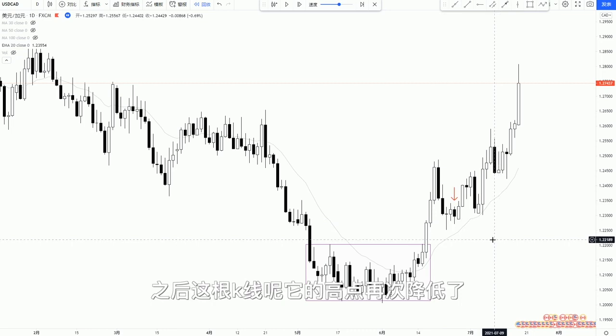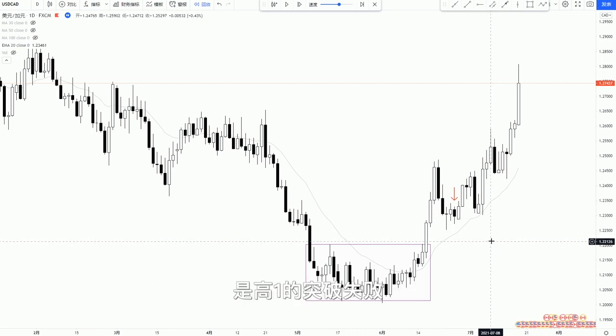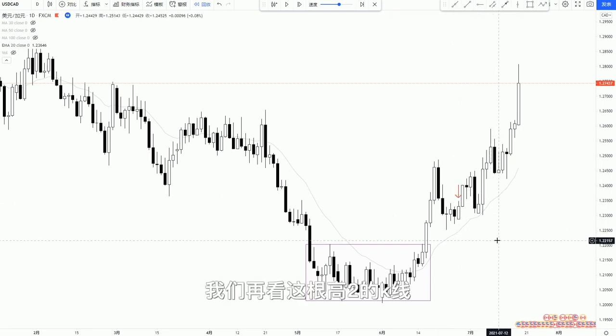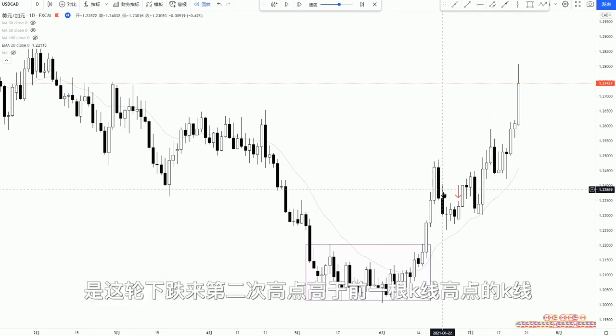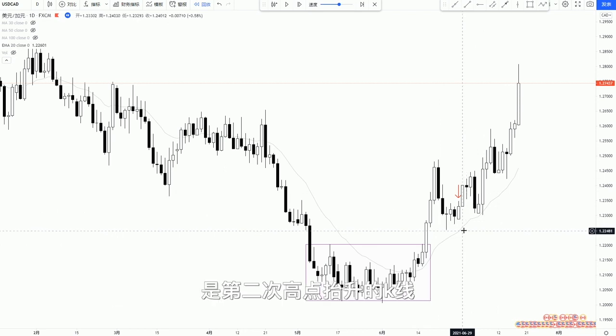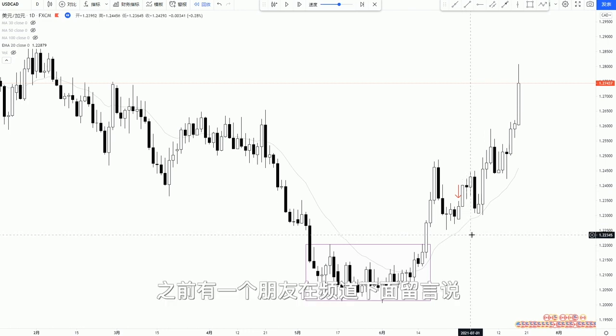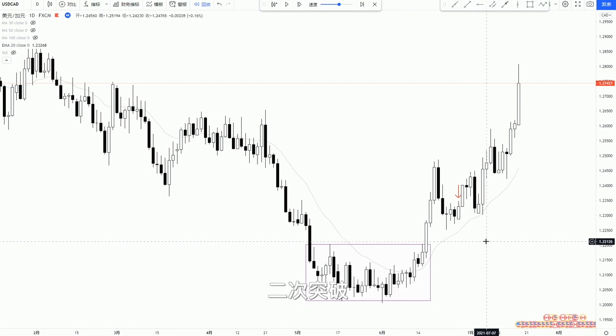If we look at this K line at 2, it's the second time in the decline that the K line is higher than the previous K line. It's the second time that the K line is higher than the previous K line, and that's the second break. Does that make sense to you? One of my friends left a message below the channel, saying that the second breakthrough requires the reversal of the yin and yang candle. As I mentioned in the first video, each system has a different definition of these types.